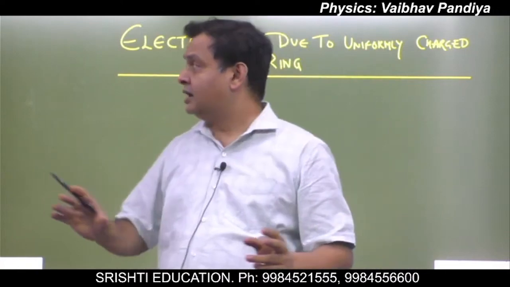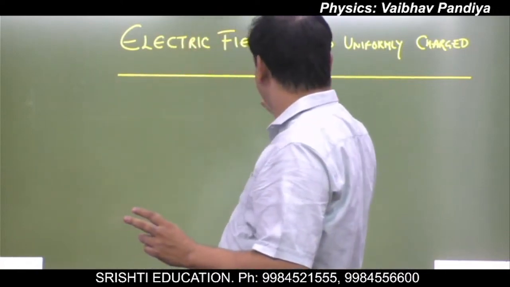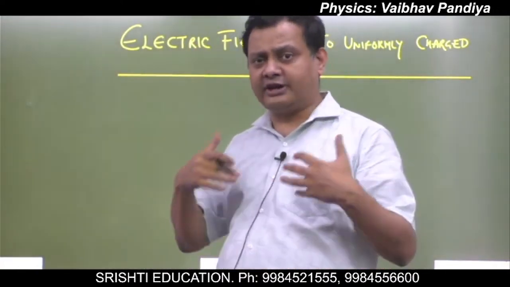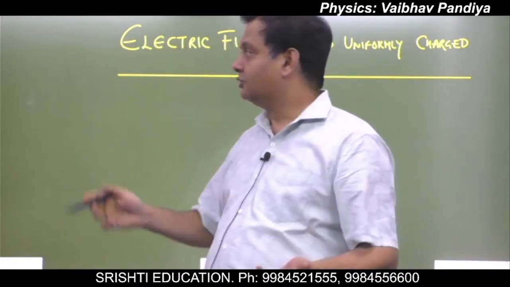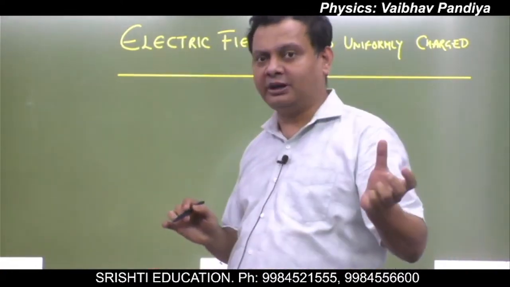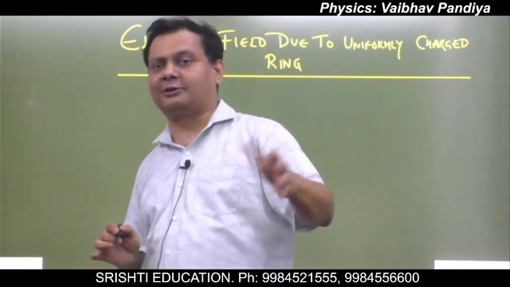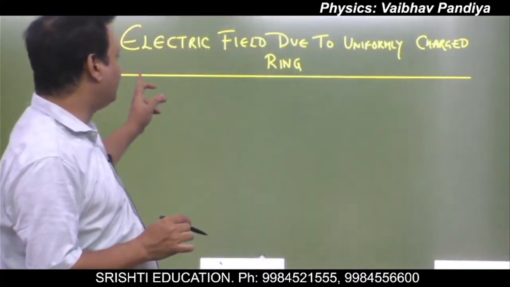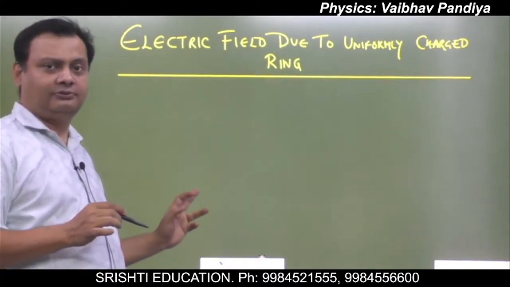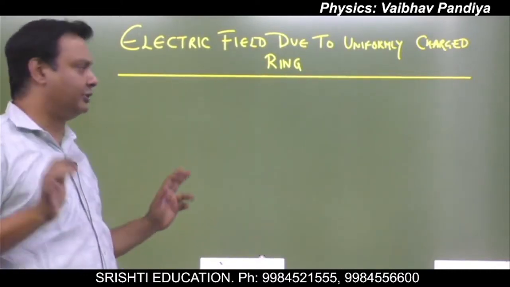Number two, the case of electric field due to a uniformly charged ring is a very frequently used formula. Whatever the end formula is, we will have it on our fingertips for frequent applications in MCQs or numerical problems. So the formula for the uniformly charged ring, we must have as a fingertip formula.